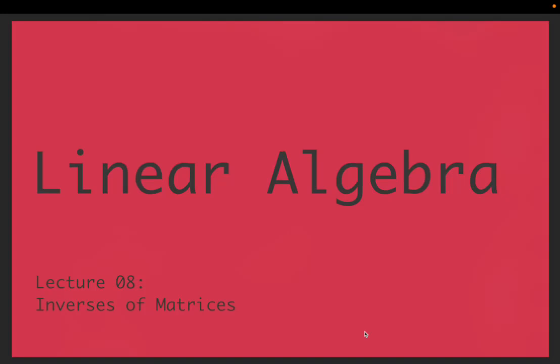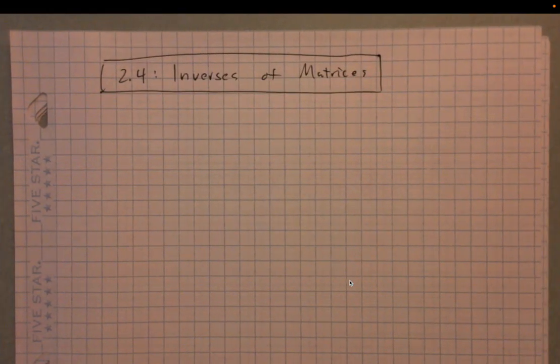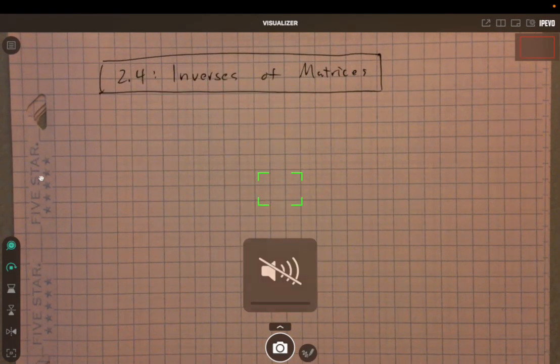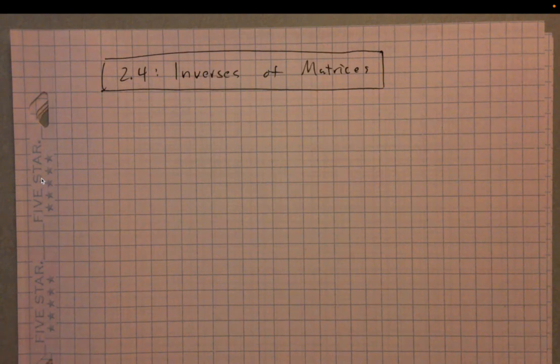Hey everyone, welcome back to Linear Algebra. This will be lecture 8 of the course, and in this section we're going to discuss inverses of matrices. Okay, so let's go ahead and jump into that. This will be section 2.4, and inverses of matrices is the topic.